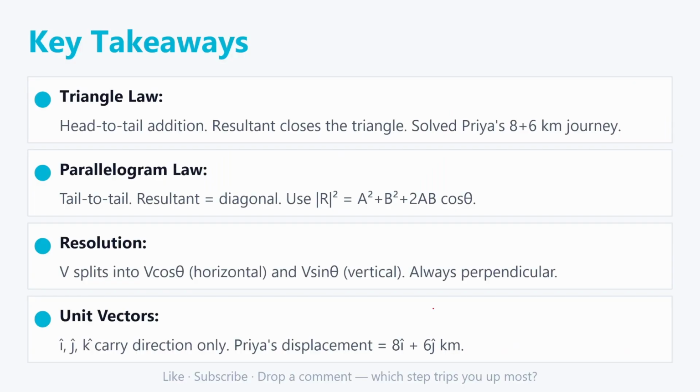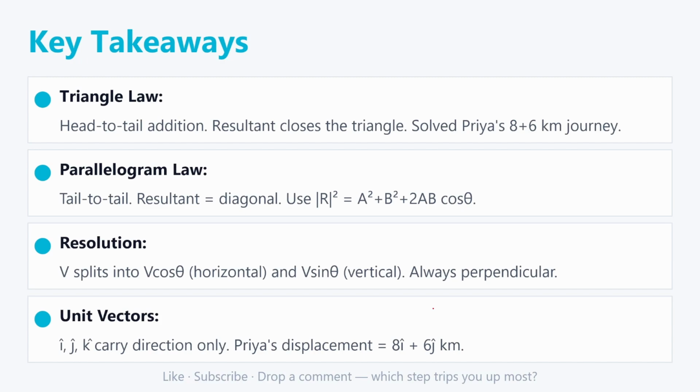Alright, so here are some key takeaways. Triangle law: head to tail, the resultant closes the triangle, and this is what solved Priya's 8 plus 6 kilometer journey. The parallelogram law: tail to tail, so this resultant is the diagonal. R is equal to the square root of a squared plus b squared plus 2ab cosine of theta, used when the vectors act simultaneously from the same point, such as when you're dealing with free body diagrams. We'll get to those in a moment.